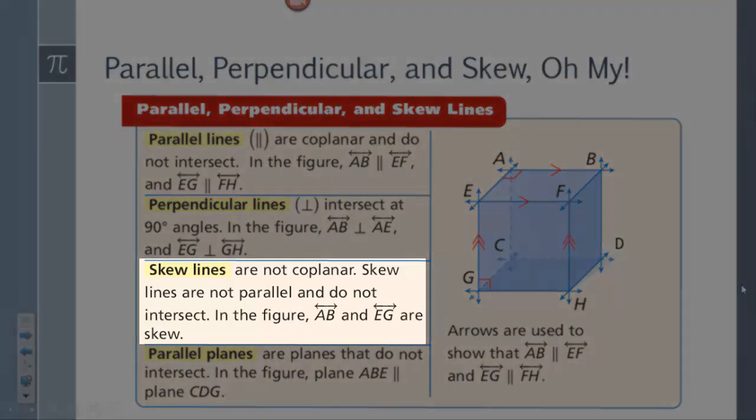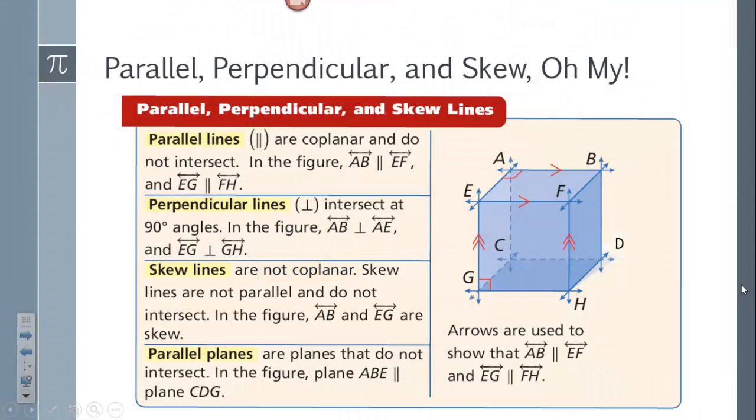Now, skew lines are something new. Like parallel lines, skew lines never intersect, but there's an important distinction here, is that skew lines are not coplanar. So skew lines are lines that never intersect, but they don't lie on the same plane. So they're not parallel. In this figure, an example of skew lines would be AB and EG.